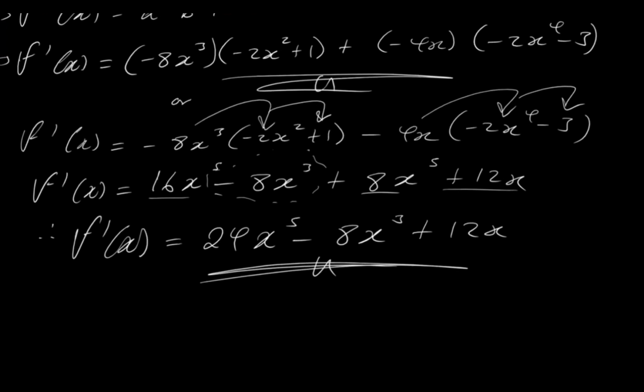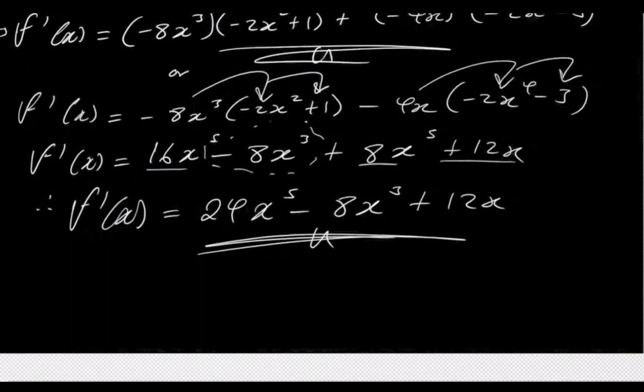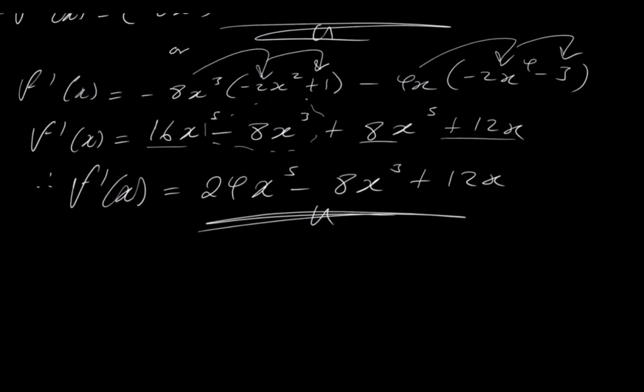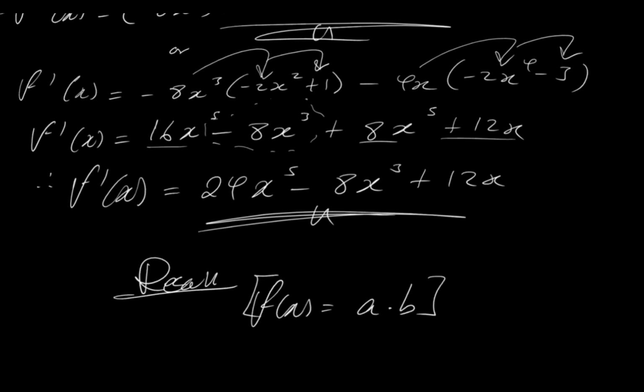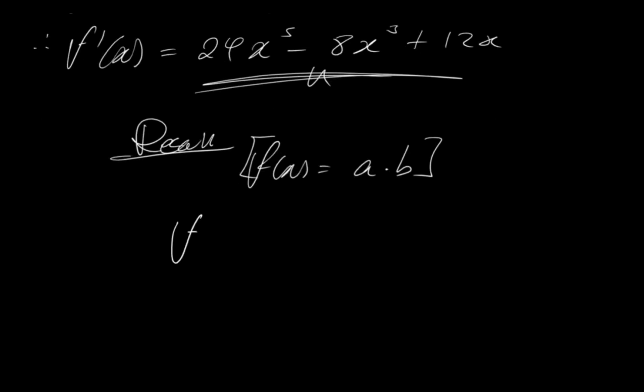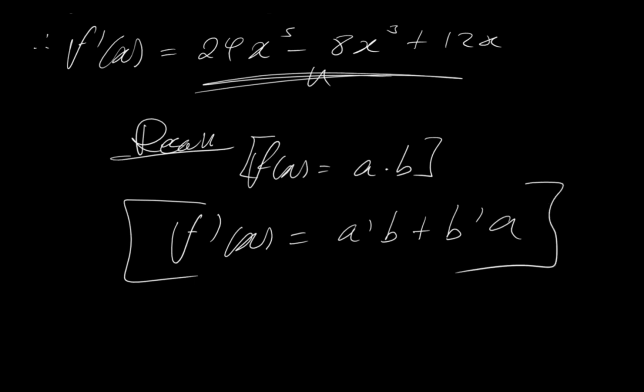So this is how you go about solving for the product rule. The basic thing to remember is that if you have a function, so recall f of x is equal to a times b, where these two are simply functions. Remember, f prime of x will just be a prime b plus b prime a. Practice this on a daily basis, and you get a hang of it.